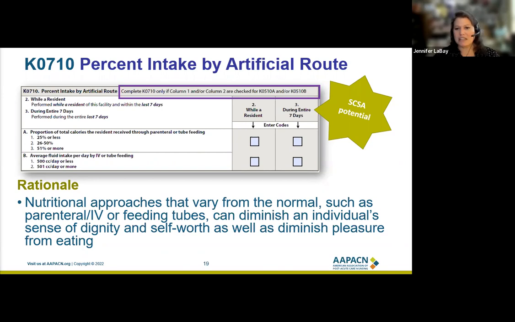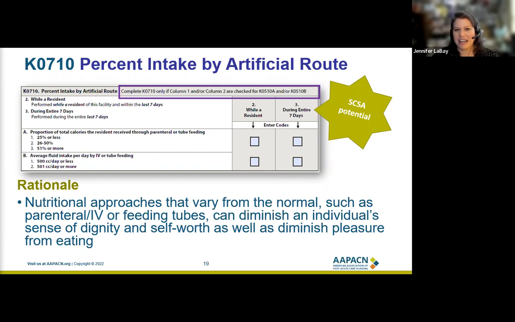So you're determining the total calories the resident received through the parenteral IV or feeding tube, and then comparing that with the percentage that they took in by mouth. So there'd have to be a calorie count done. You'd have to know the calories that were provided in that tube feed solution or IV solution. This is when you're happy that the dietitian is there to do that for you. Otherwise, you're going to have to do all of this calculation on your own and determine whether they meet the criteria: 25% or less, 26 to 50%, or 51% or more of their calories coming from that tube feed or IV.